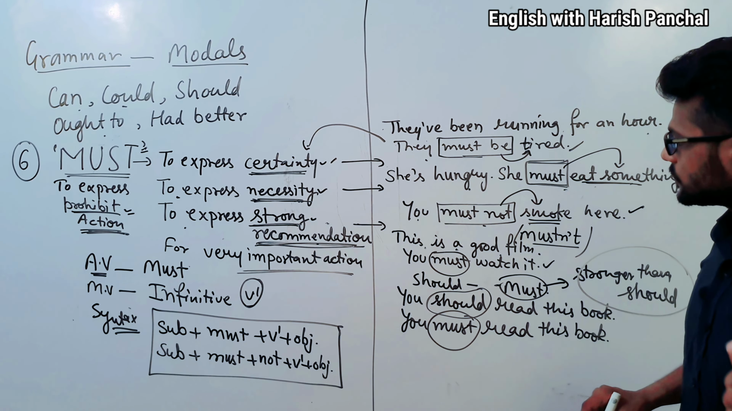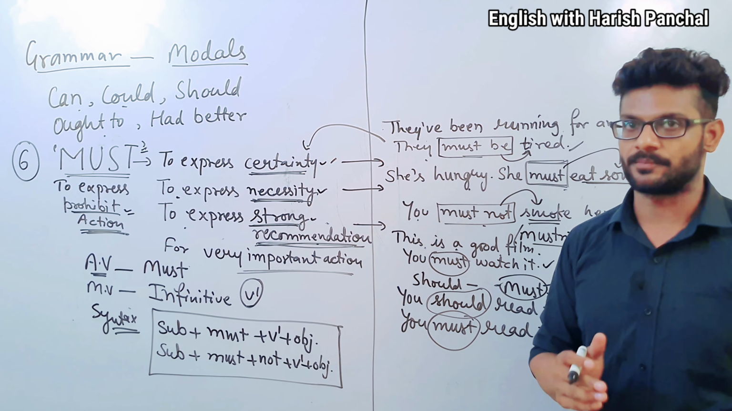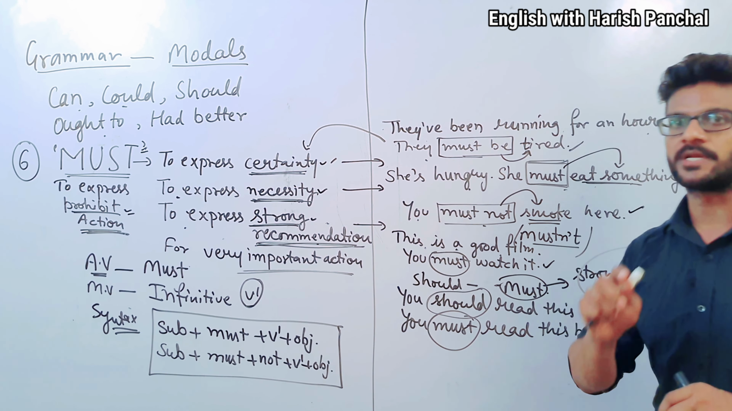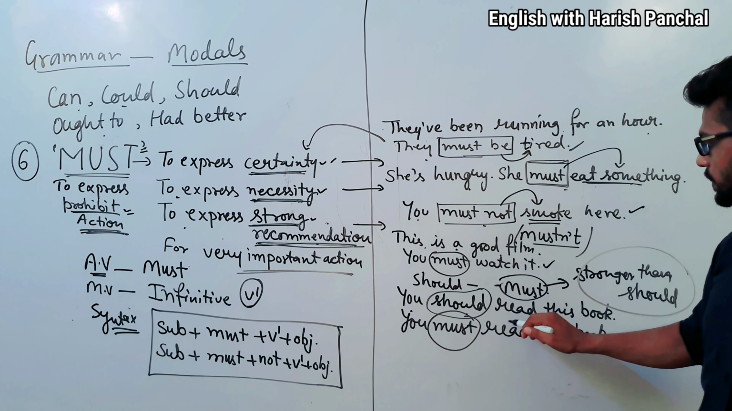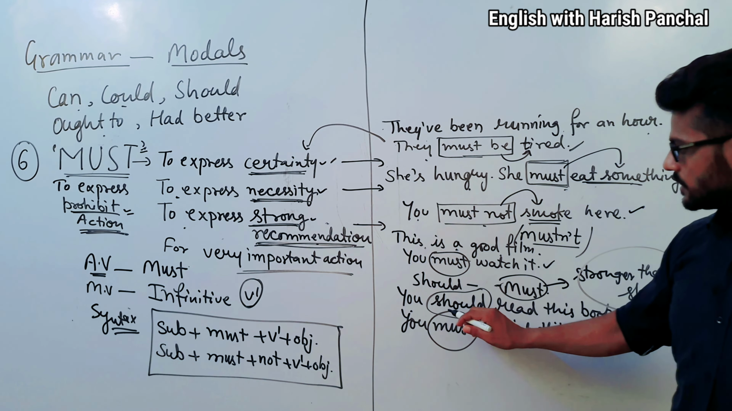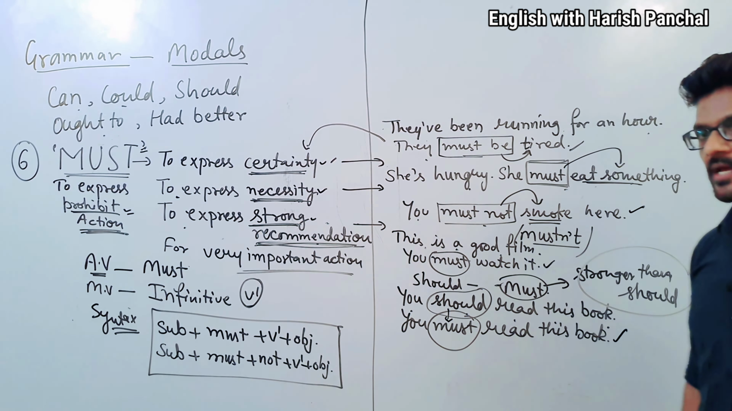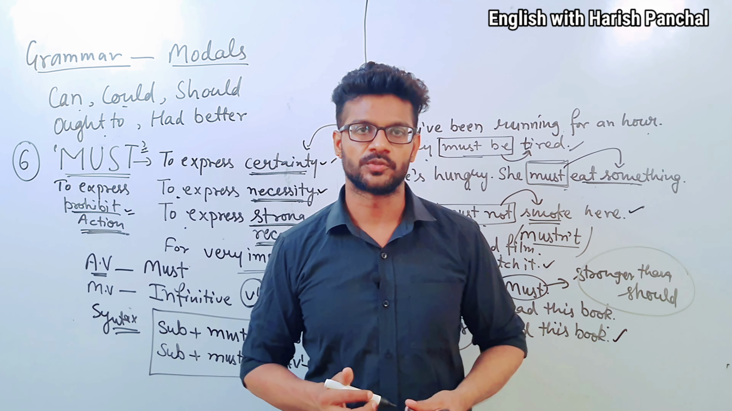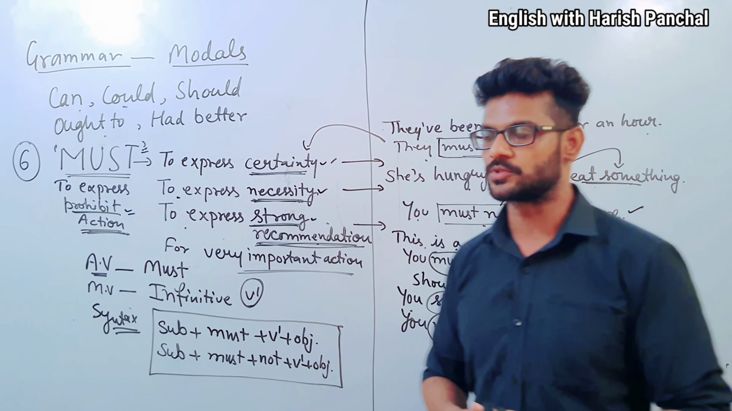Now generally we use should for suggestions, and must is a stronger recommendation. Must is stronger than should. So you can differentiate between should and must like that. If I make a sentence with should, you should read this book, it is a general suggestion. And if I convert should into must, you must read this book, this is stronger than should. So this is the very simple use of should and must, and I hope you would get some ideas about why we use must.